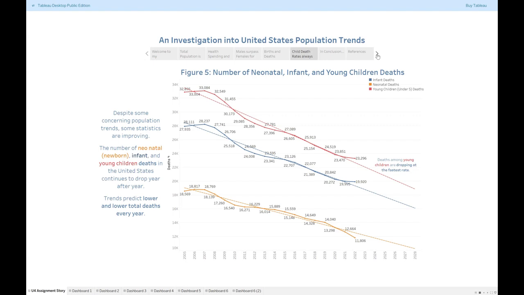Figure 5 displays the declining number of newborn, infant, and young children deaths across the last 20 years, potentially because of increased access to prenatal healthcare services and falling birth rates. I use linear trend lines to predict this continued decline. Note that deaths among young children are dropping at the fastest rate. Young Americans will continue to experience safer and safer prenatal, birthing, and postnatal conditions.